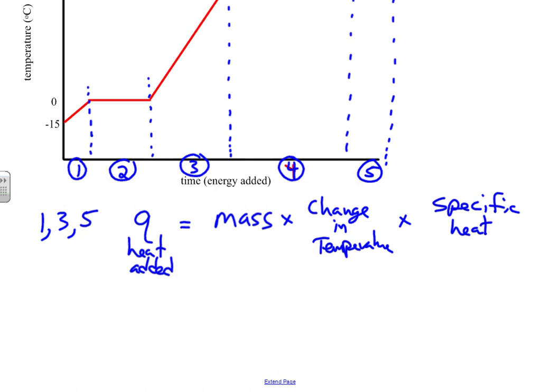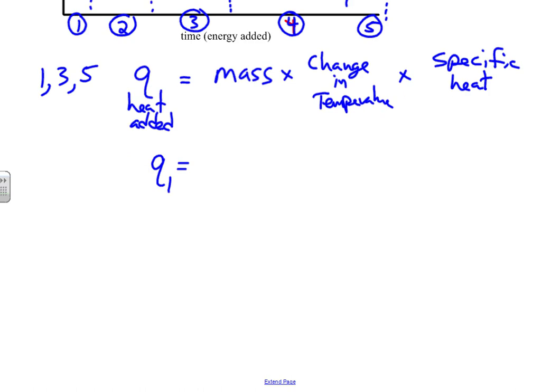So if we take change number 1, right, so this is the heating up of the solid water, so Q1 would be equal to the mass of the water, which according to the problem was 10 grams. The change in temperature of the water, we went from negative 15 to 0, so we're going to do final minus the initial. So 0 minus negative 15 would be 15 degrees.